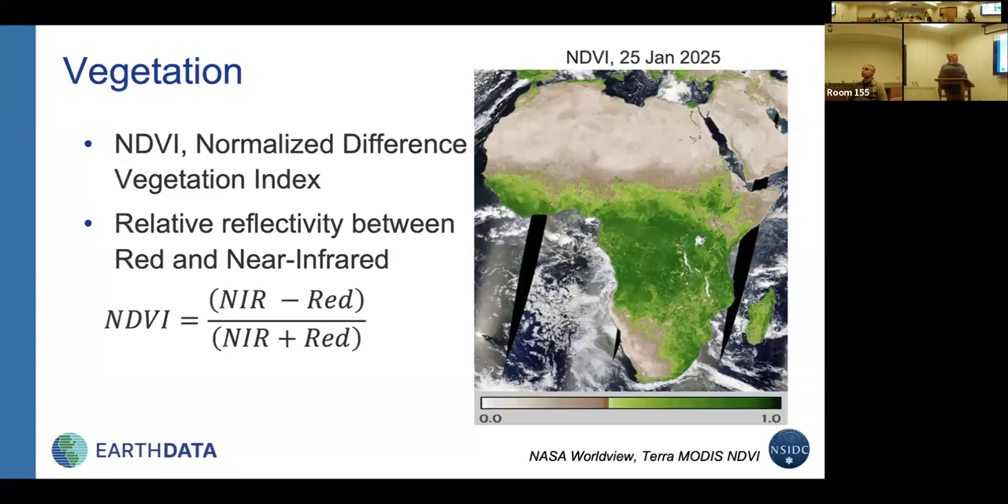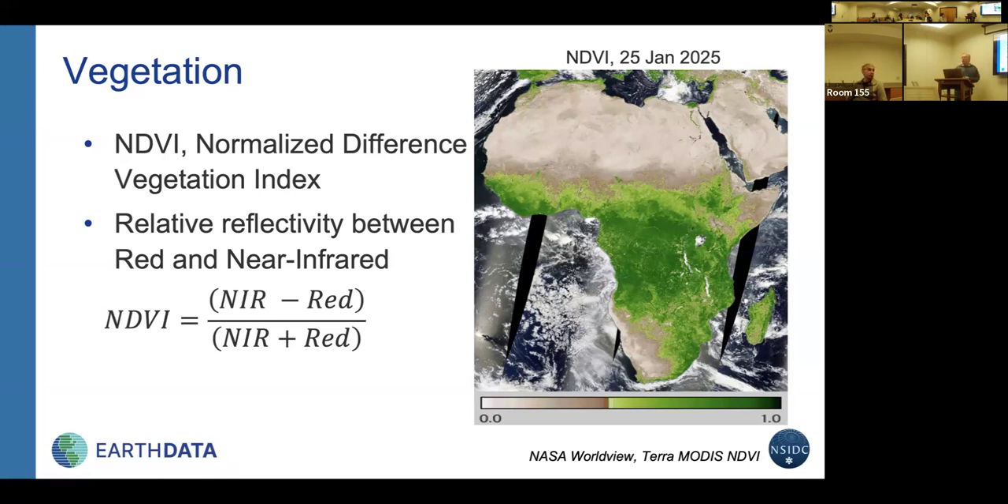So you can see Africa here, the tropics, the tropical forest, very dense vegetation, and then the Sahara is the extreme contrast the other way. If you look over here, the little thin ribbon, that's the Nile. So you have the Nile River, we have vegetation along the river, but nowhere else.